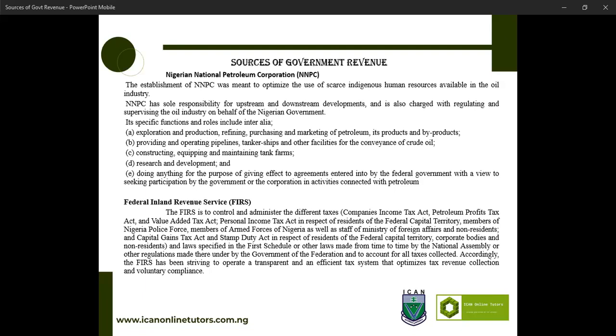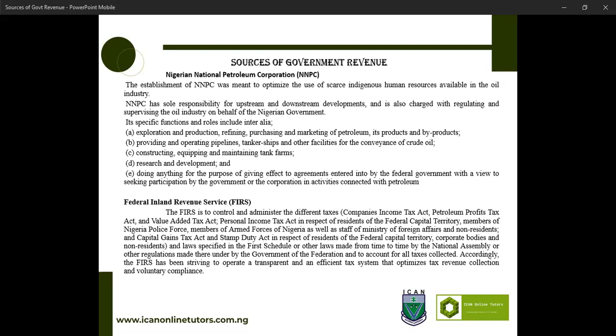The FIRS is to control and administer the different taxes, which include the Company Income Tax Act, the Petroleum Profit Tax Act, the Value Added Tax Act, the Personal Income Tax Act in respect of residents of the Federal Capital Territory. We have the members of the Nigerian Police Force, NPF, the members of Armed Forces of Nigeria, as well as staff of Ministry of Foreign Affairs and non-residents. And also Capital Gain Tax Act, Stamp Duty Act in respect of residents of the Federal Capital Territory.